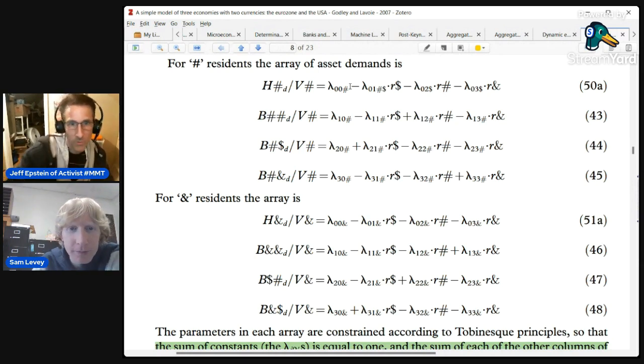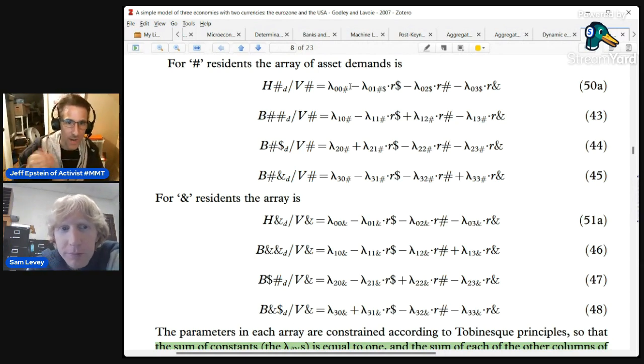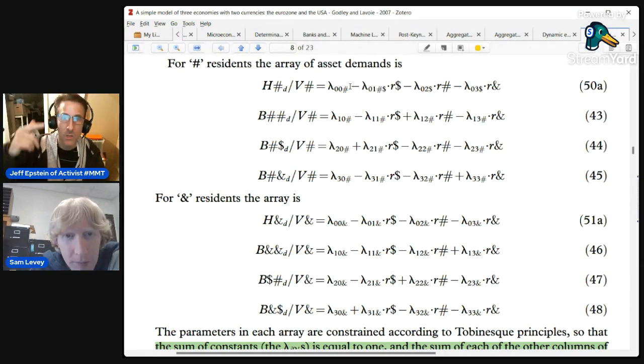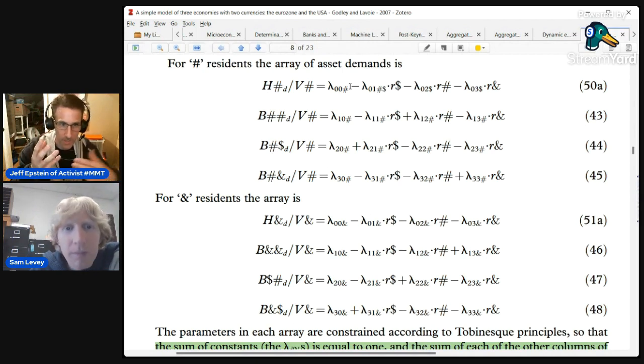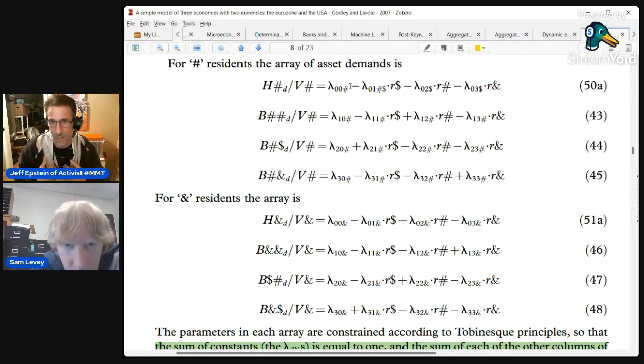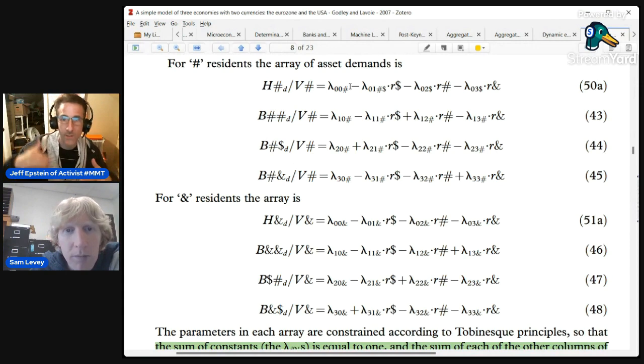So 43 is my desire for France bonds. Hashtag is France. My desire for France bonds goes down when the interest rate in the US goes up, because obviously I'm going to want the US ones more. But this row doesn't say how much. It's just going to show my desire for French ones goes down. And same with Greece. When the interest rate in Greece goes up, my desire for French bonds goes down. It's exactly the same thing for the other two; it's just where the minus is.